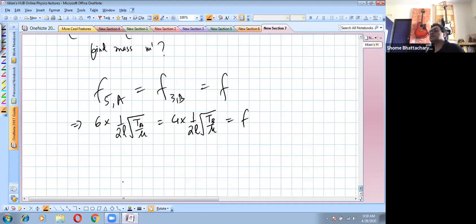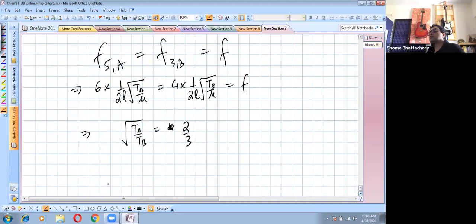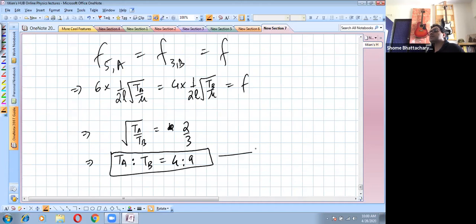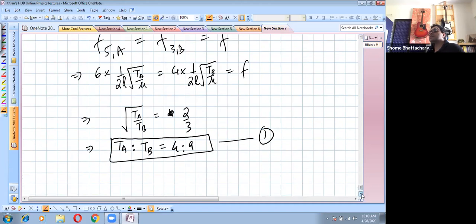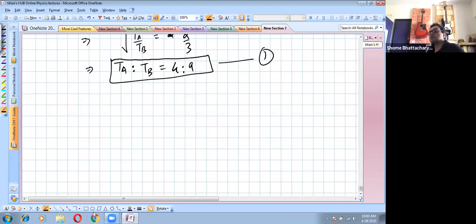So this is telling me that square root of TA by TB is 2 by 3, or TA is to TB is 4 is to 9. This is my equation 1. This is the waves part. Now the rest is mechanics. You just make the free body diagram of the rod and you will understand.